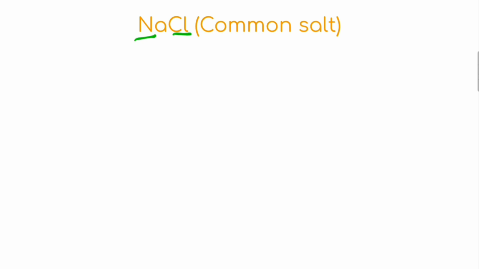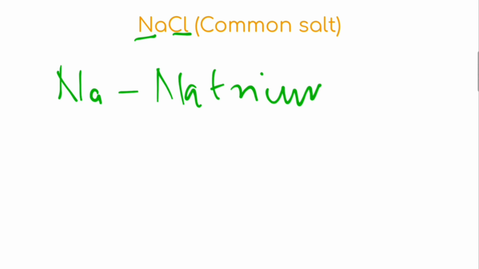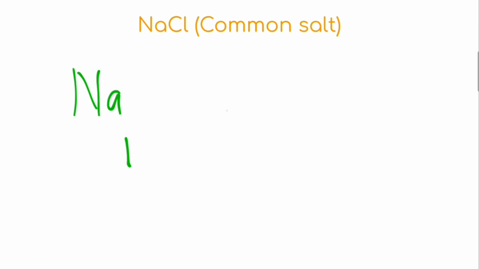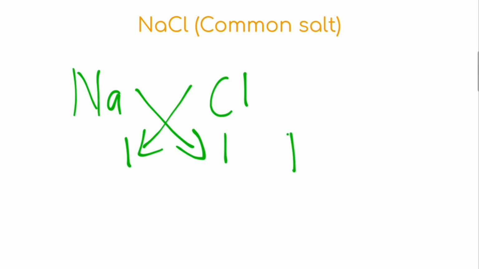So, the symbol of sodium is Na, meaning natrium. And symbol of chloride is Cl, as you know now. So, Na or natrium or sodium has valency of 1 and chloride or chlorine has valency of 1. So when we crisscross, we cross over the valencies and we get NaCl. So that's our first example.